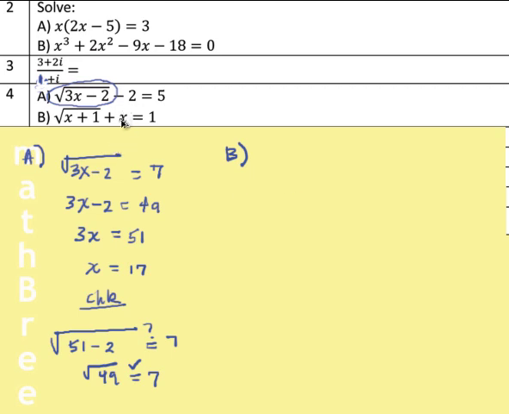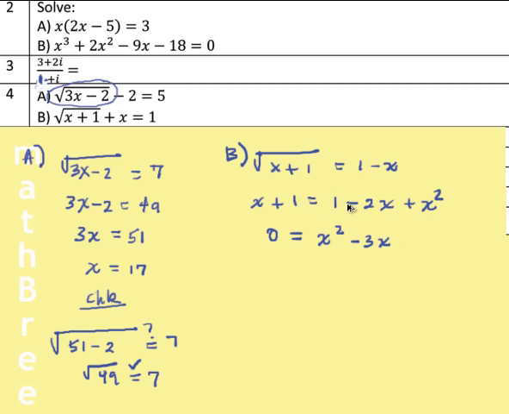All right, here we're going to again isolate the radical. Square both sides. Here we're going to FOIL 1 minus x times 1 minus x. So we have 1 minus 2x plus x squared. We get a quadratic. Let's put it in standard form. Subtract x from both sides. And subtract 1. And now factor out the x. And we have x equals 0, x equals 3.